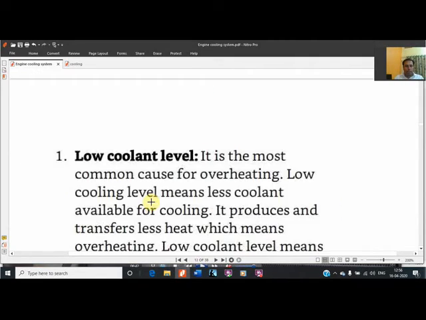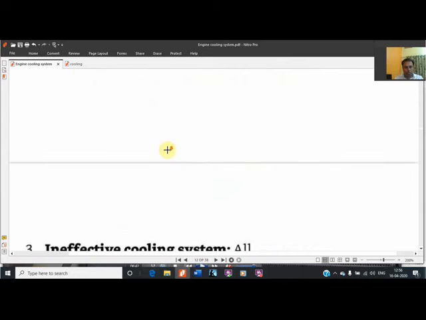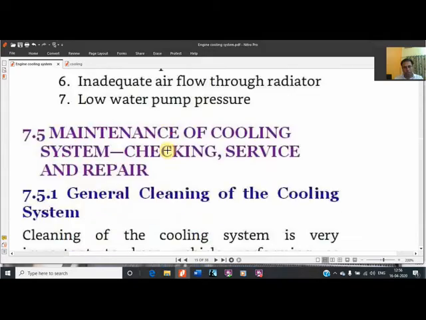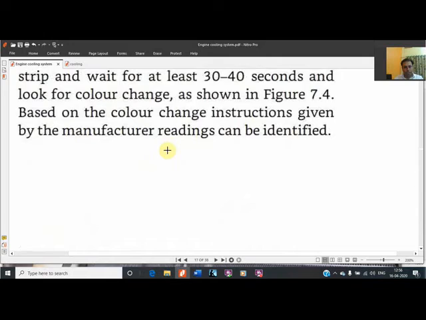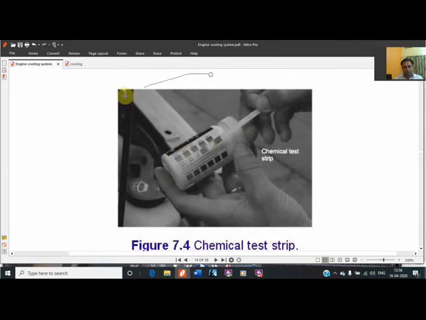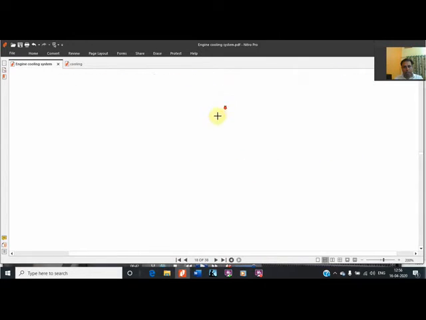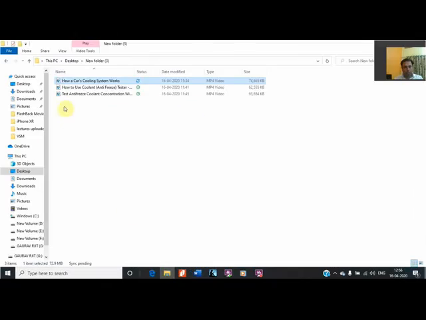So we should be well aware of how to check the temperature of the coolant, because here I have downloaded two videos also, because when we are checking the temperature of the coolant, means the condition of the coolant, we have to inspect the condition of the coolant. So for this, 2-3 systems are used. One is the chemical strip, which is being shown over here. The other one is the refractometer, and the third one is the hydrometer. So I will show you how these instruments are used by videos.